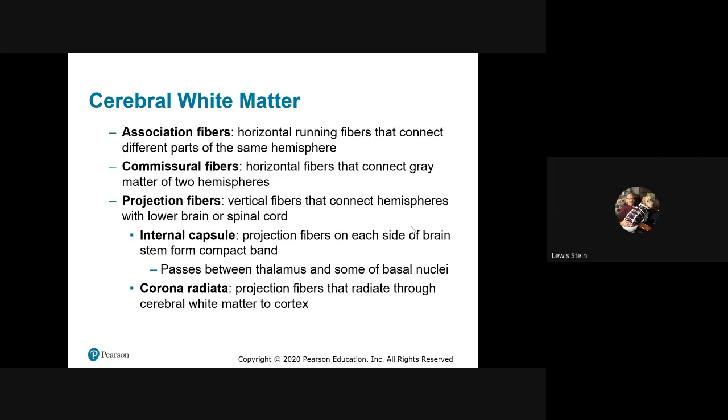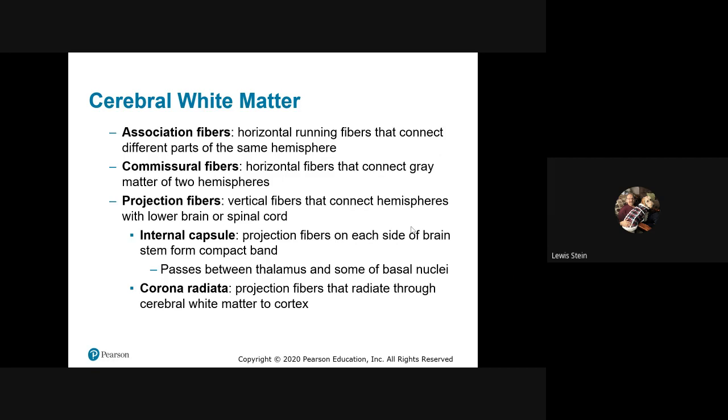Commissural across, and projection fibers, and there's two major ones, where we have the internal capsule. Something that's interesting, you actually can sometimes see it on the dissection, but you can definitely see the corona radiata, which means radiating crown, just like coronaviruses. Corona means crown, and that has to do with the exterior sort of packaging of the virus.